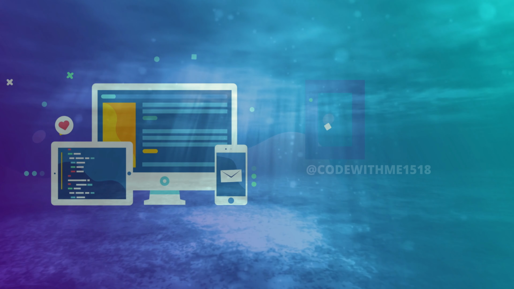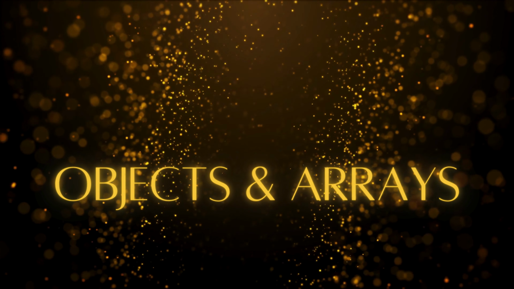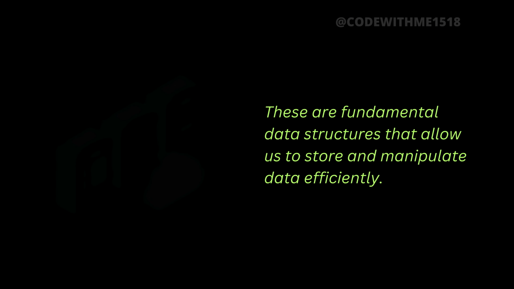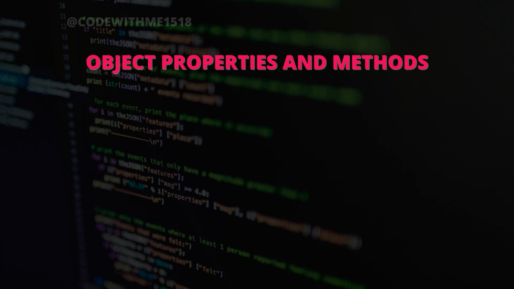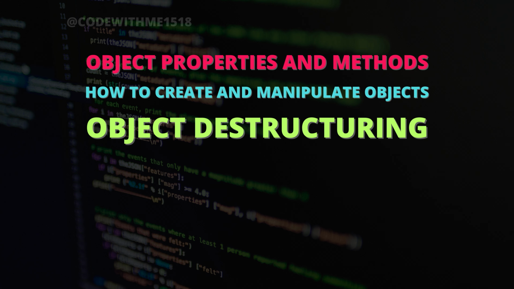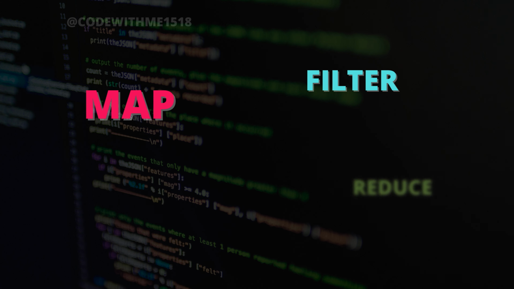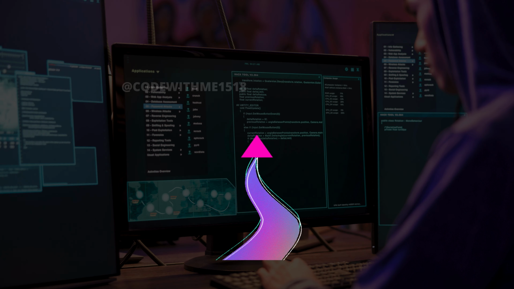In this lesson, we're going to explore objects and arrays in JavaScript. These are fundamental data structures that allow us to store and manipulate data efficiently. By the end of this video, you'll understand object properties and methods, how to create and manipulate objects, object destructuring, arrays, and common array methods like map, filter, reduce, forEach, and find. So, let's get started. Objects in JavaScript.